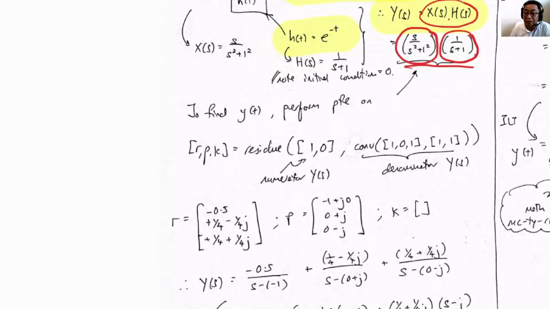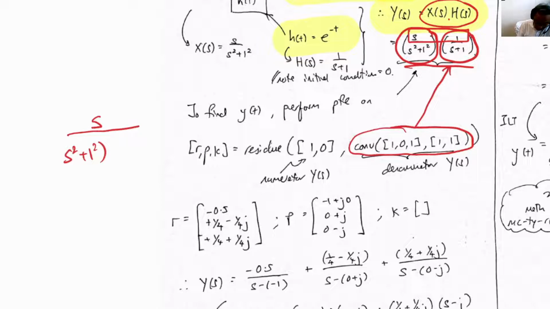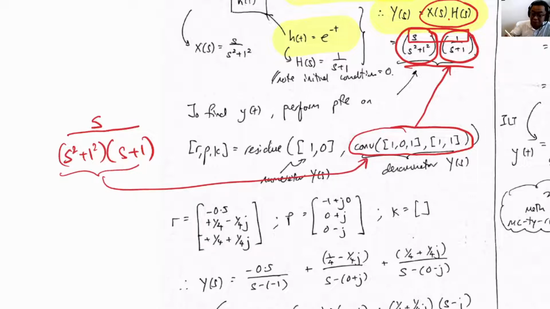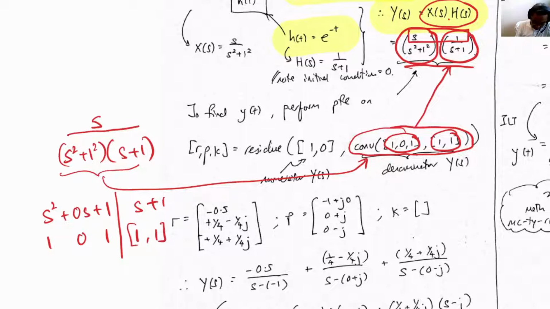I perform this multiplication using this function called convolve for the denominator. What about the numerator? The numerator is s and the denominator is s squared plus 1 times s plus 1. So this operation below here is performed using convolution. 1 0 1 represents s squared plus 0s plus 1. And 1 1 is s plus 1, so the coefficients are 1, 1. Since they are multiplying, we are using convolution to generate the coefficients. So hence we use convolution here.